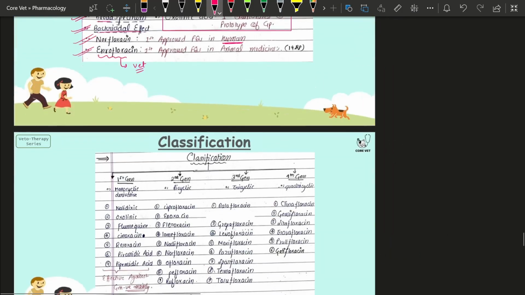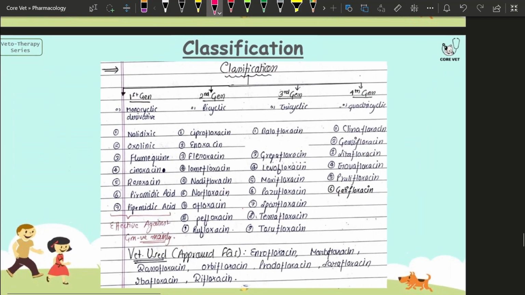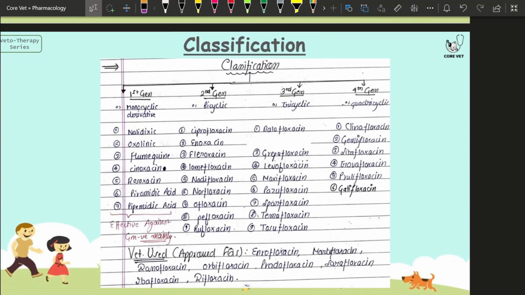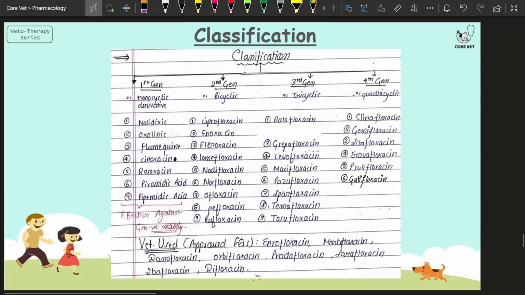Moving towards the classification, there are four generations of the fluoroquinolones that you have to study, right? From each generation, you can just remember 4 names. I have written many of them, and you can pick any 4 of them to write a descriptive answer in your examination, because the classification does come as a descriptive answer. If we talk about the very first generation, it is the monocyclic derivative, then the second generation is a bicyclic derivative, the third generation is the tricyclic, and the fourth generation, as the name suggests, is the quadricyclic derivatives.